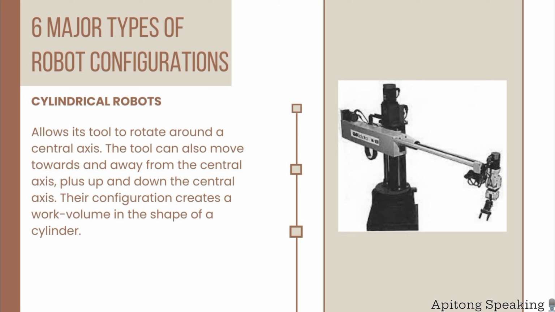Next is the cylindrical robot, which allows its tool to rotate around the central axis. The tool can also move towards and away from the central axis plus up and down the central axis. This configuration creates a work volume in the shape of a cylinder.